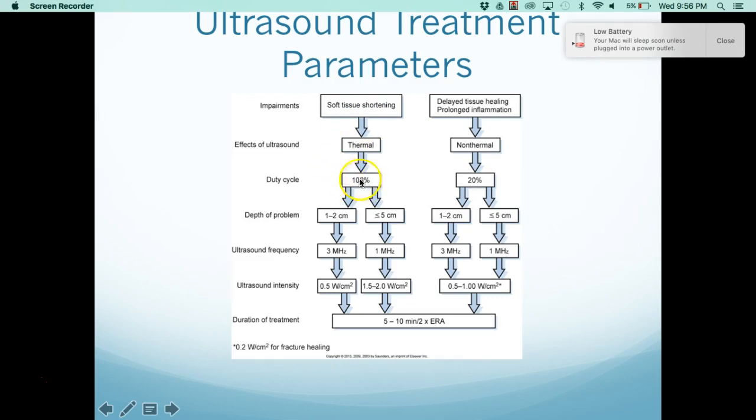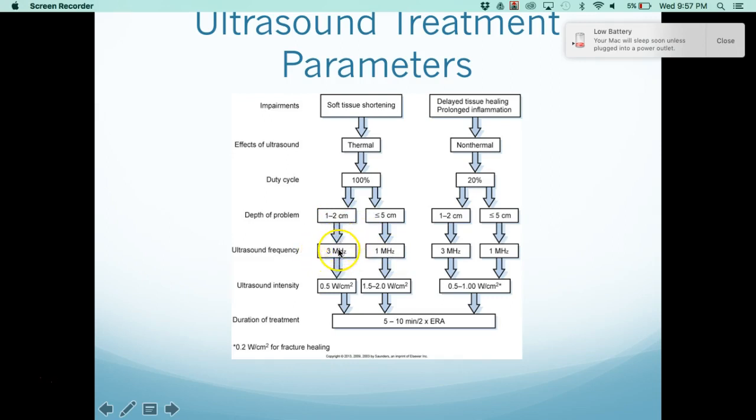Your duty cycle, remember we want it continuous, so continuous means 100%. The depth of the problem is going to depend on the tissue. So let's say you're more superficial, say like the patella tendon, you're going to be using that 1 to 2 centimeter depth, versus if you had the quad itself, it's going to go in about 5 centimeters. And so in order to get the deeper, you're going to need to have that frequency be at 1 megahertz, right? And if you're going to do the superficial, you're going to want that frequency at 3 megahertz.